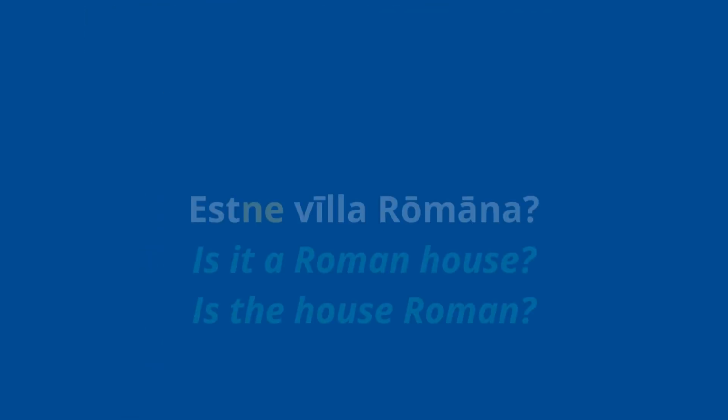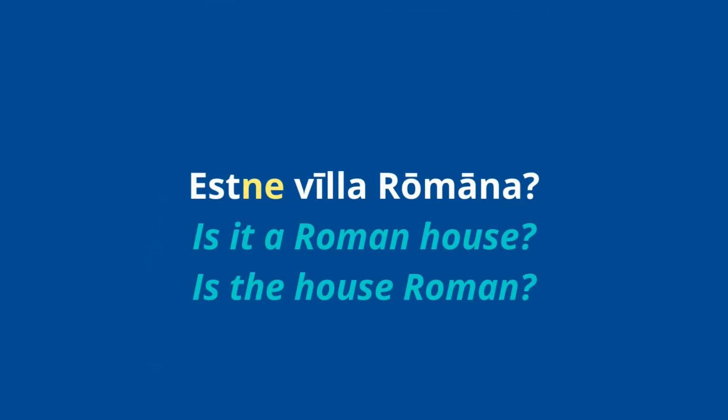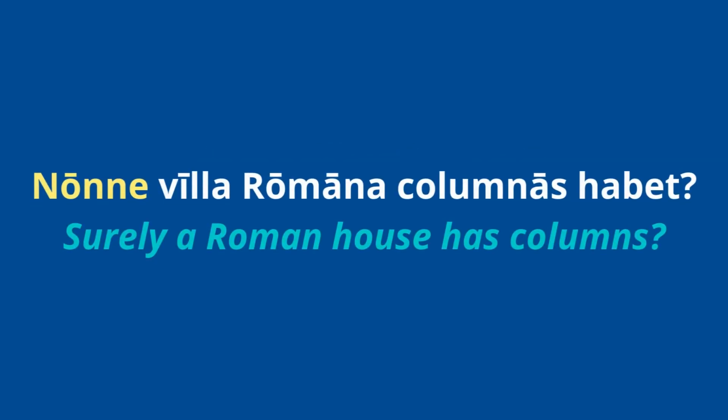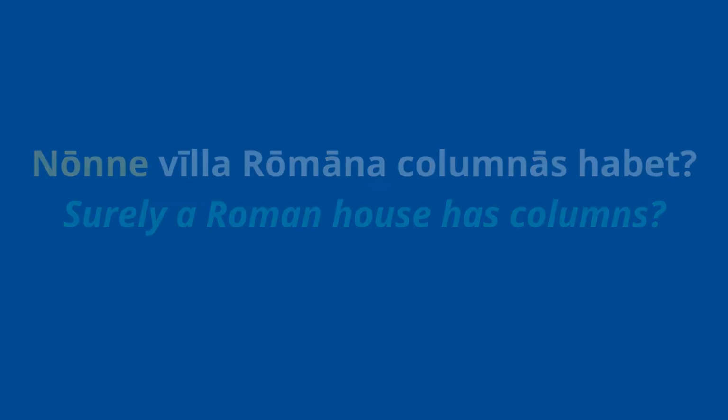So I think it would be good to do some examples right now, just so you can see this in action. For instance, if you were to ask in Latin, esne villa romana, you're asking, is it a Roman house, or is the house Roman? The ne is telling you there's a 50-50 shot of it being Roman or something else. It's a very basic yes or no question. But if we switch it and make it nonne villa romana columnas habet, the nonne means you're expecting a yes. So you're saying something like, surely a Roman villa has columns, right? You're almost putting the word right at the end of it because you're expecting a yes answer.